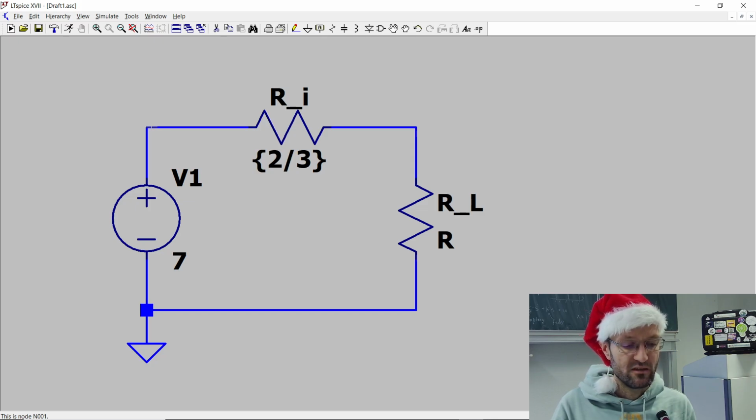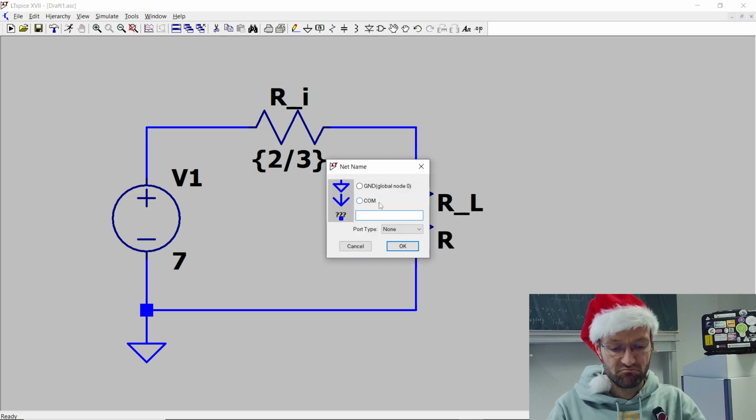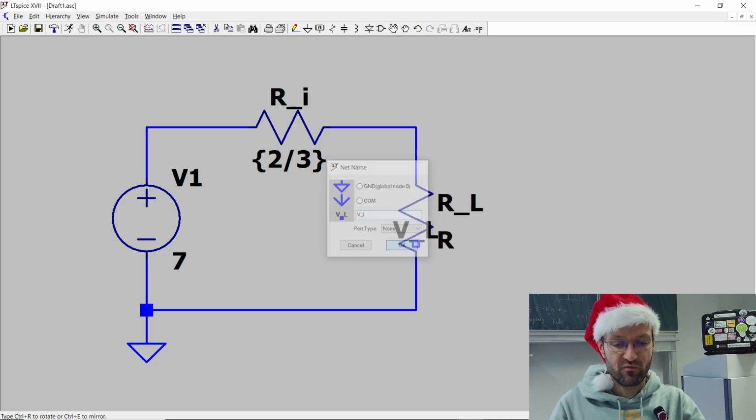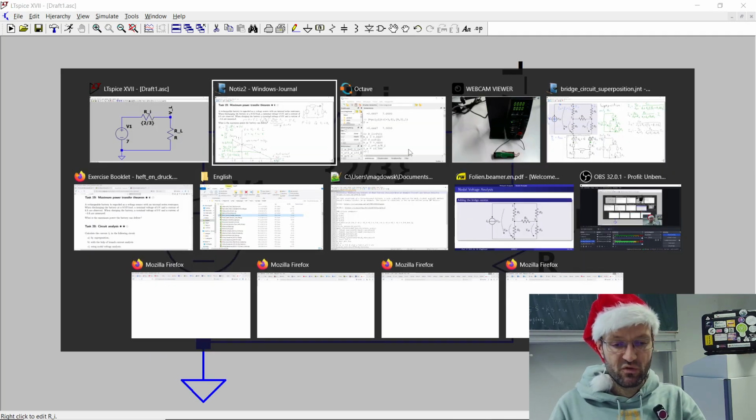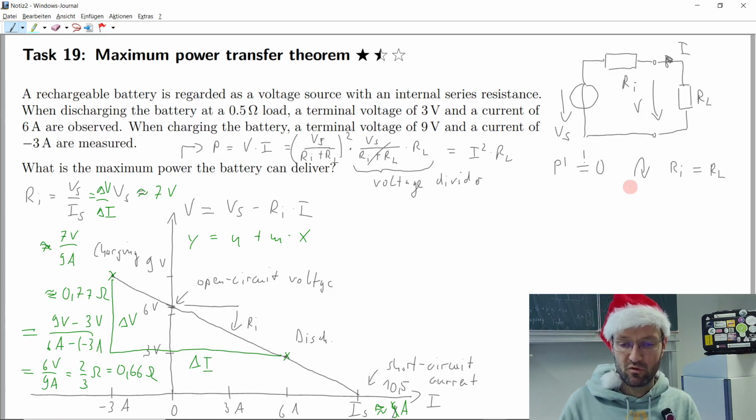What LTspice does in the background, it automatically numbers these nodes. So this is node N001. This is node N002. And I want to give this a distinct name. So I take the label here and label this as V load, the voltage at the load. Put this here, connect this, and now it says, okay, this is node VL. Now I've given this node a name for my load voltage. So we have a nice circuit. We have just redrawn the circuit that I've also sketched here.